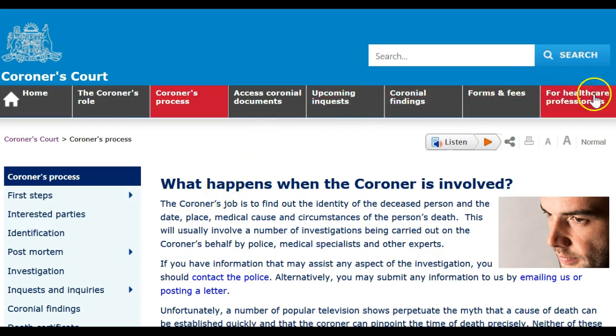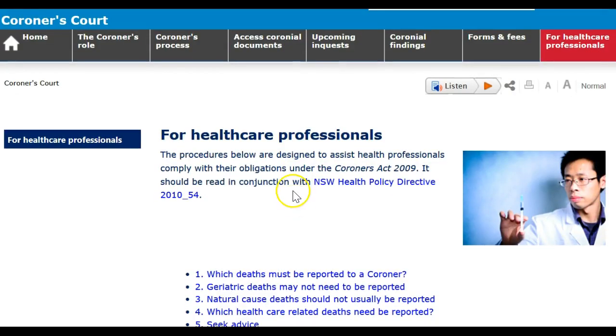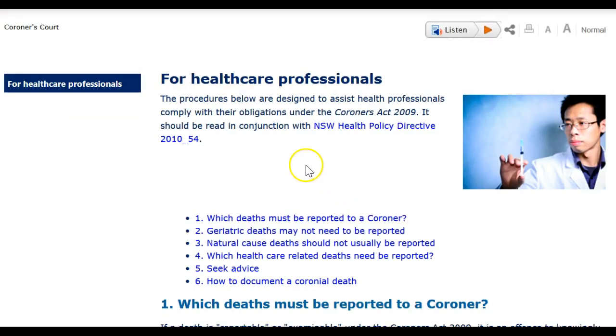Okay, so let's just look at this section here for healthcare professionals, and you will have to do some of these through your tutorial exercises. But the Act in New South Wales is the Coroner's Act of 2009, and each state and territory has their own Coroner's Act. And again, the New South Wales Health Policy Directive clearly articulates, for example, what should be done with a body after death.